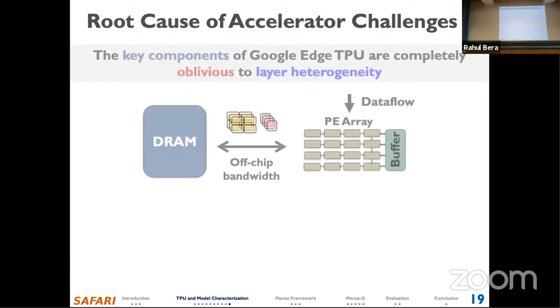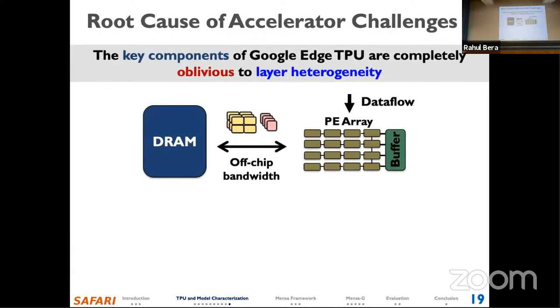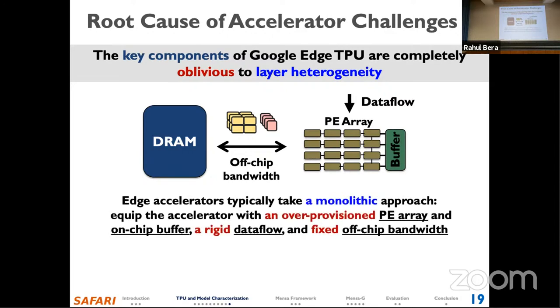So we identified that the root cause of all of the problems that we saw previously from the accelerator is that the key components of the edge CPU device that we are analyzing are completely oblivious to the layer heterogeneity, or the model heterogeneity, that we observed when profiling the layers themselves. Basically, the edge CPU accelerator is a single one-size-fits-all monolithic accelerator that needs to over-provision the size of the processing element array and the size of the on-chip buffer for whatever custom machine learning model you might come up with. At the same time, it has a rigid dataflow, so data always moves in the same way in the accelerator, independently of the amount of reuse you might have inside a particular layer or model. And the DRAM has a fixed bandwidth.